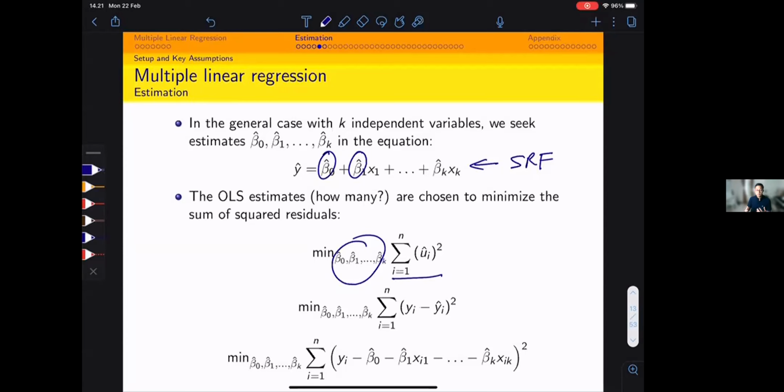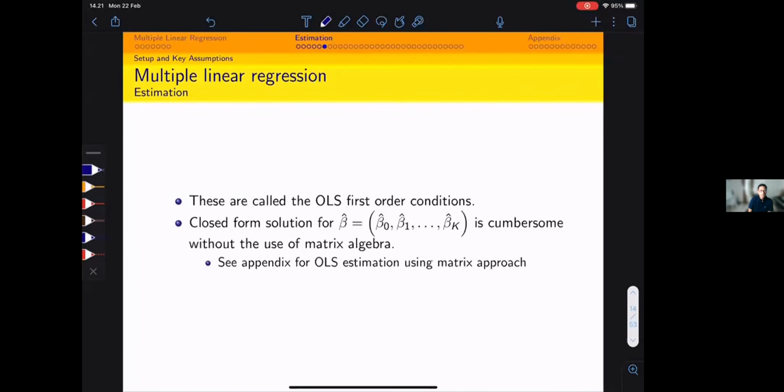Now, if you have just y and x, it's a kind of two-dimensional plot, and you can see that the line represents the best fit given the distribution of y and x. However, if you have more than two variables in your regression, it's quite difficult to imagine, because it goes beyond a two-dimensional plot, okay? I'm not going to ask you to do the technical derivation, but I want you to understand why we pick estimates that minimize the sum of squared residuals. The estimates that you get are referred to as the OLS estimates, okay?